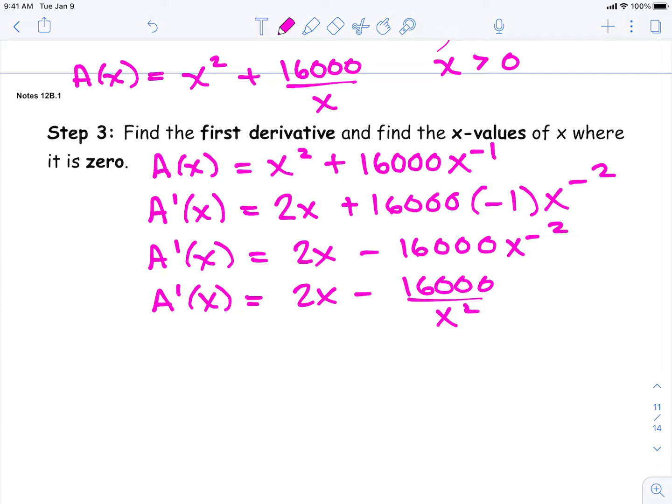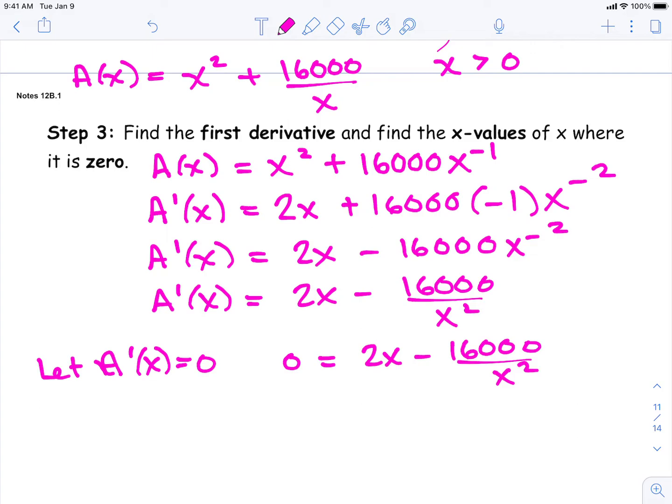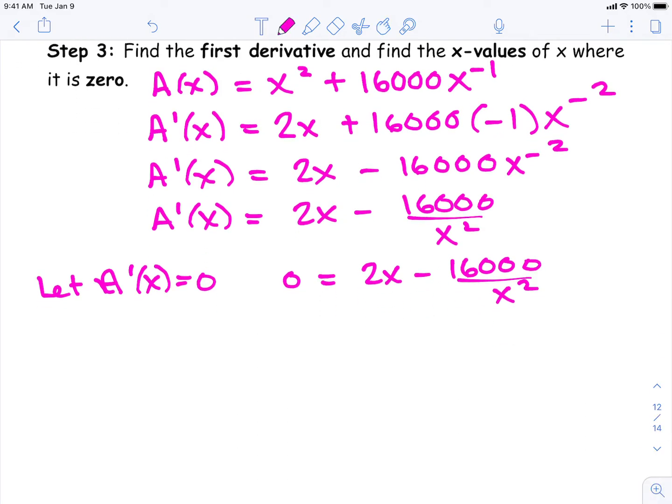Now what we want to do is find the x values for which the derivative equals 0. We're finding those critical points. So now we're going to let the derivative equal 0. So 0 equals 2x minus 16,000 over x squared. And what we have to do is solve this for x. How we solve this for x is we're going to move that 16,000 over x squared to the left side by adding it to both sides.